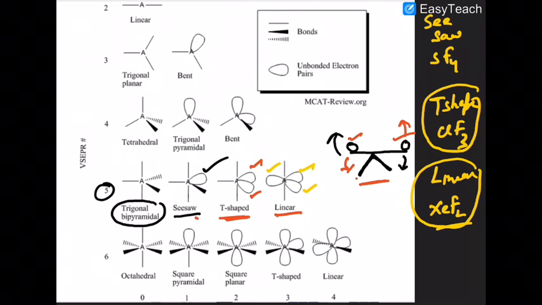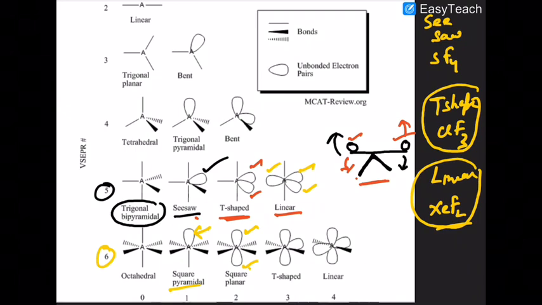Similarly, in case of octahedral also, the total number of electron pairs around the central atom is 6. If all 6 of them are bond pairs, then it will be a perfect octahedral. If one of them is a lone pair, then it is a square pyramidal geometry. If you have two lone pairs, one above the plane and one below the plane, then you have a square planar geometry.